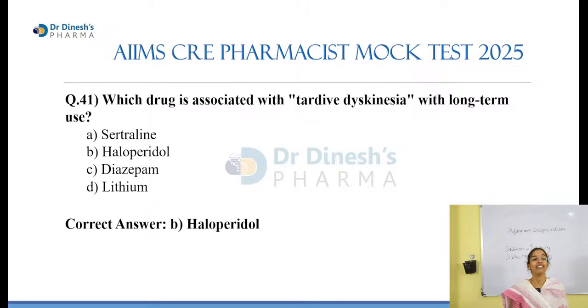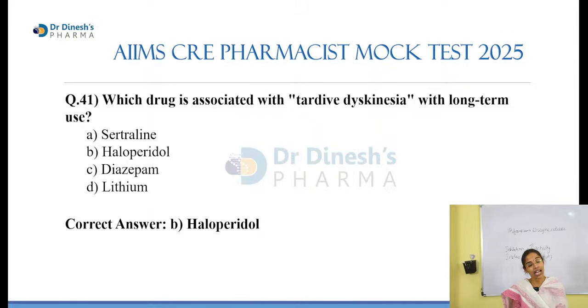For tardive dyskinesia. Tardive dyskinesia is nothing but some involuntary movement. It is a neurological disorder. Okay, tardive dyskinesia is a neurological disorder with involuntary movements, which is associated with dyskinesia. Kinetic is nothing but some movement. Dyskinesia means improper movement, involuntary movements. Okay, it is associated with a lot of drugs.